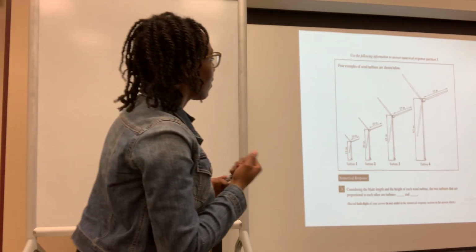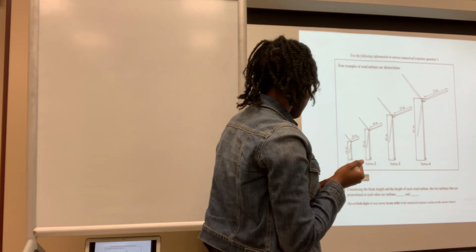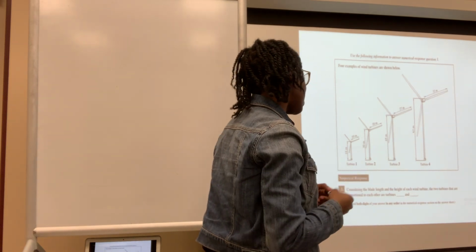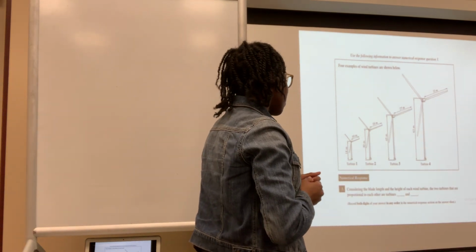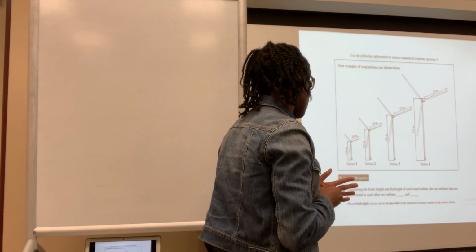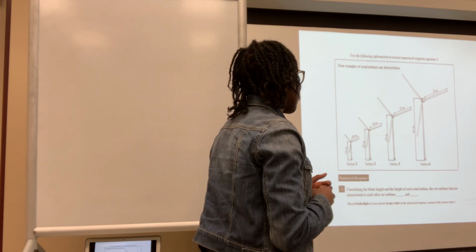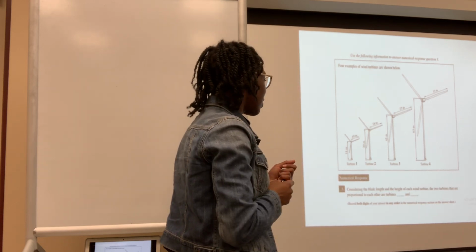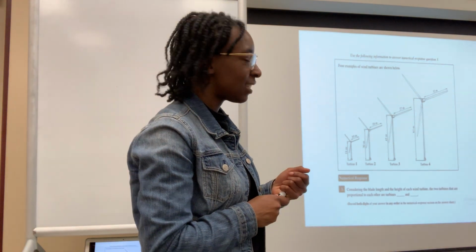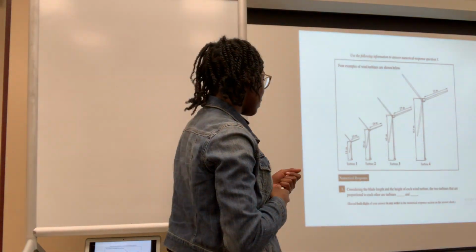Four examples of wind turbines are shown below, considering the blade length and the height of each wind turbine. The two turbines that are proportional to each other are turbines blank and blank. So this isn't a super difficult question, it just takes a bit of a while to look at it.